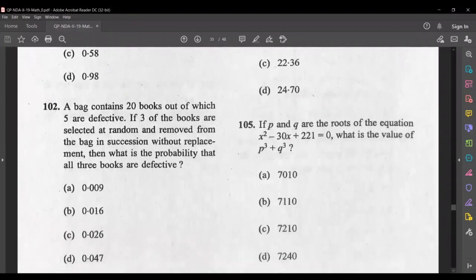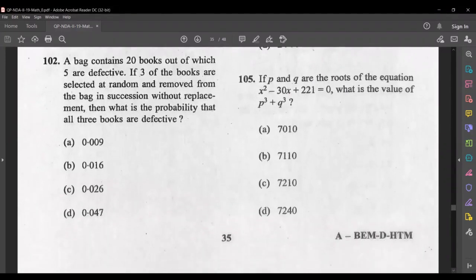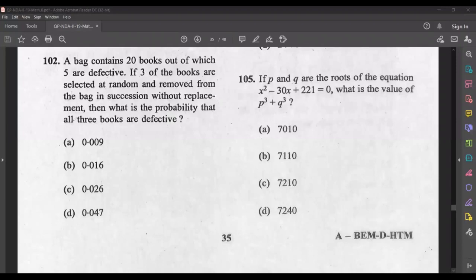A bag contains 20 books, out of which 5 are defective. If 3 of the books are selected at random and removed from the bag in succession without replacement, then what is the probability that all 3 books are defective? All 3 books are defective.